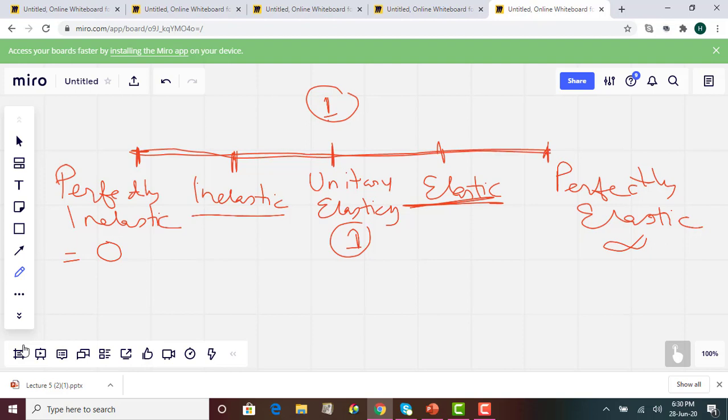At the very end on the left side we have perfectly inelastic. In that case we are going to have a 0 coefficient. Then right in the midpoint we are going to have unitary elasticity, which is 1, and in between unitary and perfectly inelastic we have inelastic demand. On the right hand side, at the very end, we are going to have perfectly elastic demand, which has a coefficient of infinity, and in between unitary and perfectly elastic we are going to have elastic demand. Anything greater than 1 is elastic demand.